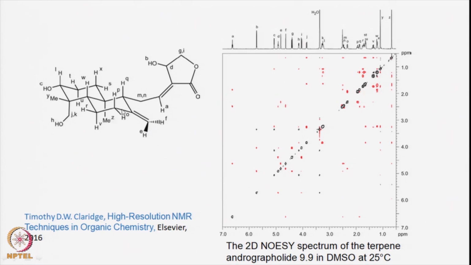Now, here is an experimental example. This is a molecule with a larger number of protons. So many protons are there, and they are all labeled here with A, B, C, D, E, F, G, H and so on and so forth. And this is the 2-dimensional NOESY spectrum. This is the diagonal, which you can see here in black, and all your cross peaks here are in red.